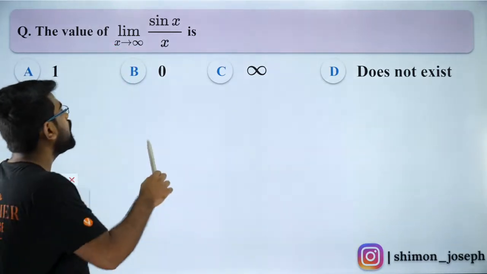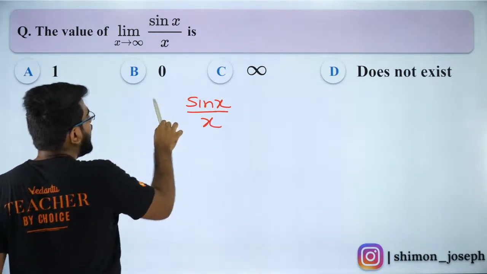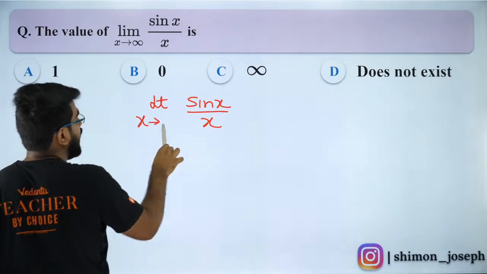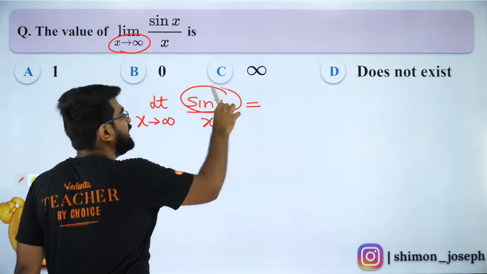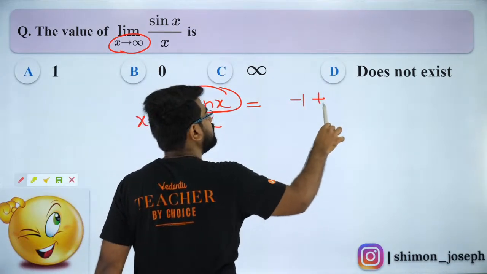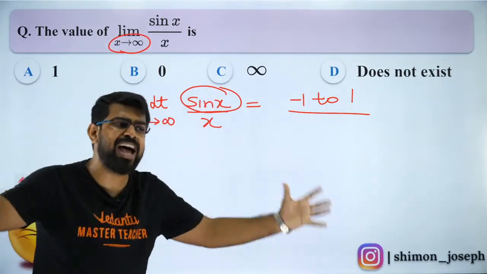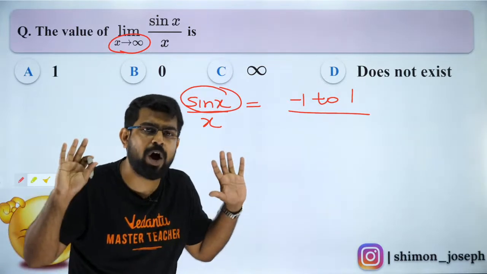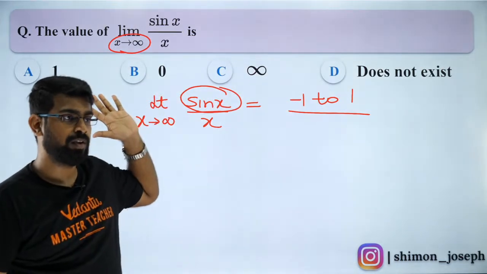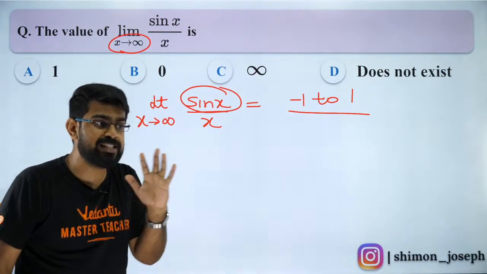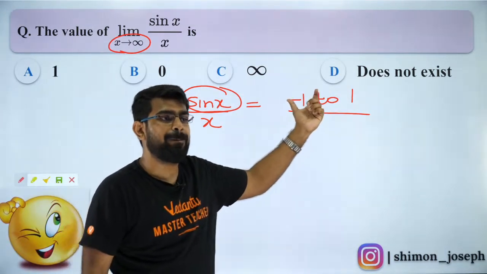Listen carefully. So guys, what do we have? We have sin x by x now, and we have limit x tending to infinity. So now, can I say sine of infinity will be some value between -1 to 1? Did you all agree with me on that? How many of you say yes? So it is some finite value between -1 to 1.